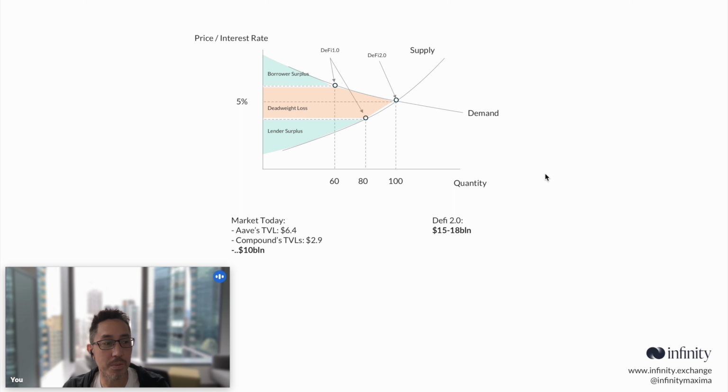We'll be talking about different types of collateral that you can use within this two-market model. We'll be talking about arbitrage, but we're excited to have you along on this journey.